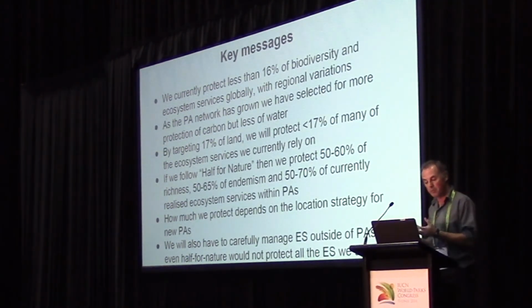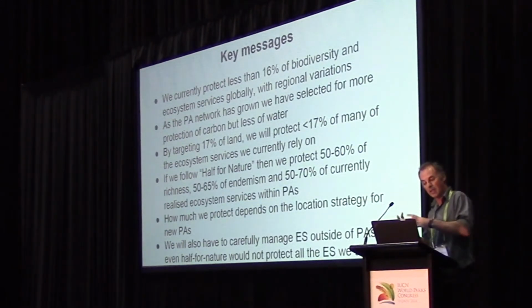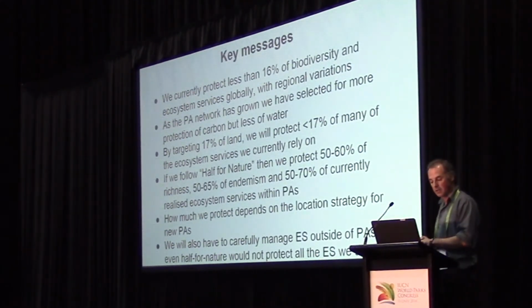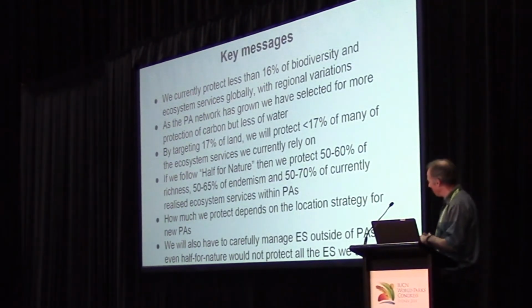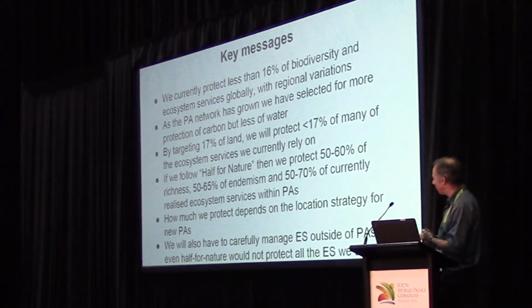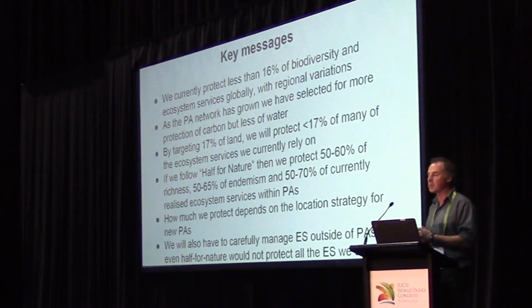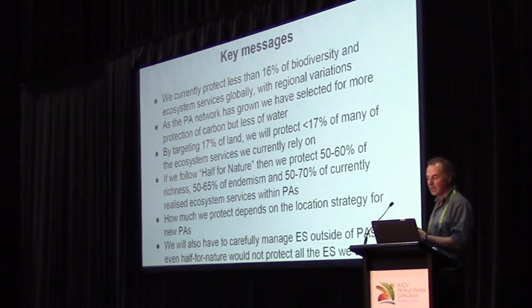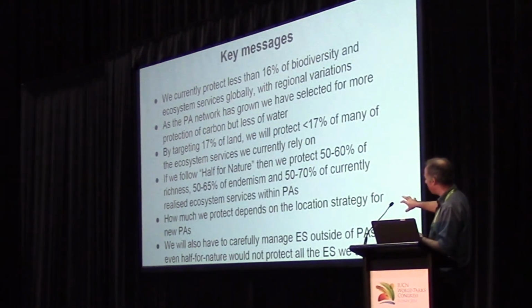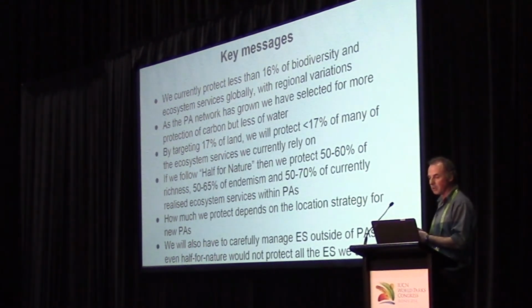They can be within protected areas. Now, that doesn't mean they're actually protected, but it certainly helps. How much we protect depends on the location strategy for these protected areas, and given that we need 100% of the ecosystem services that we're using, we will also need to manage land carefully outside of the protected area network, because even half for nature wouldn't give us all we need.